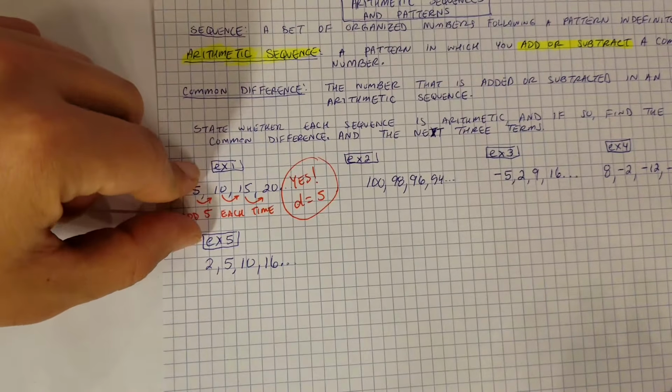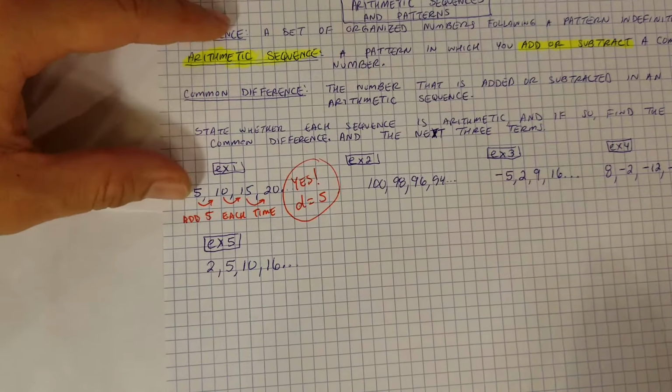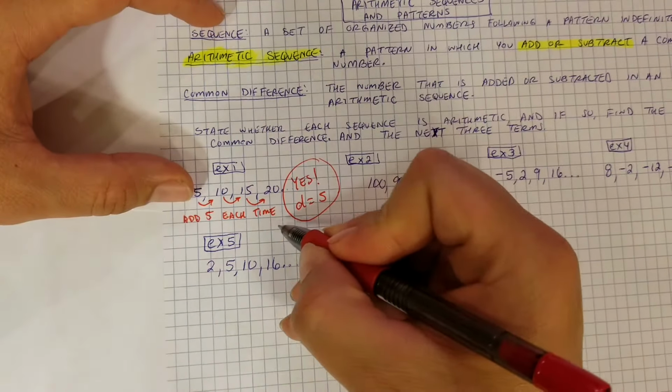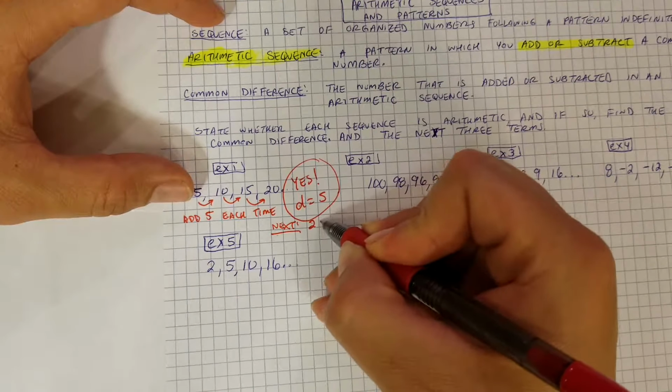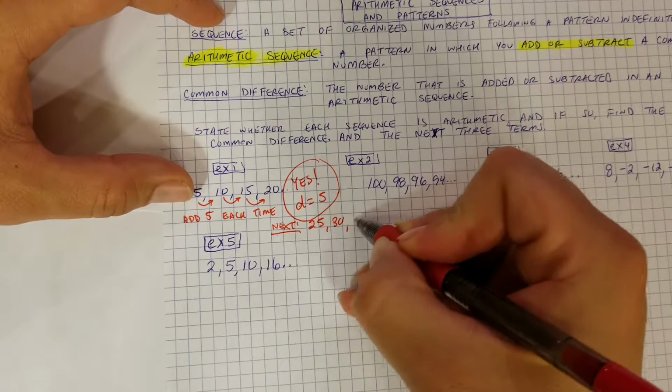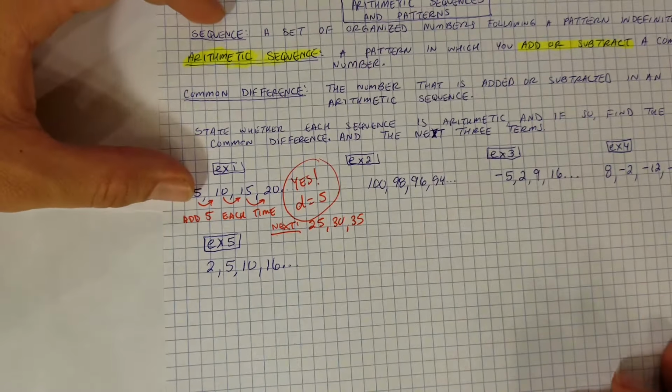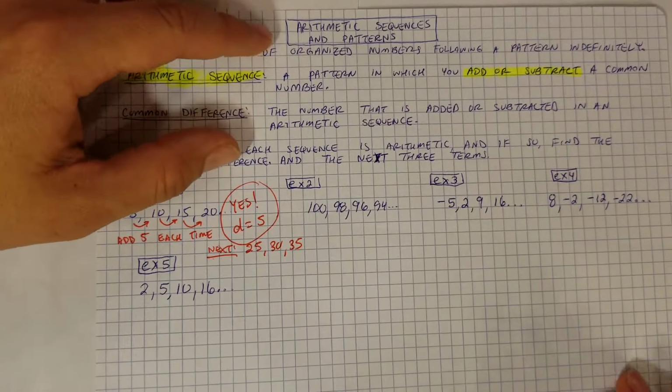We said it's arithmetic, and then it wants us to find the next 3 terms. So we're not done yet, I guess. So the next 3 terms will be 25, 30, and 35. Okay, now we're done.